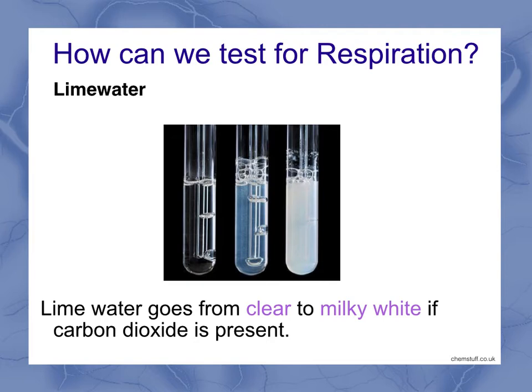So the theory behind this is that lime water is actually calcium hydroxide, and it reacts with carbon dioxide to form calcium carbonate, which is basically chalk, you know, when you write on a board. And this calcium carbonate is insoluble in water, so it forms a milky white precipitate.